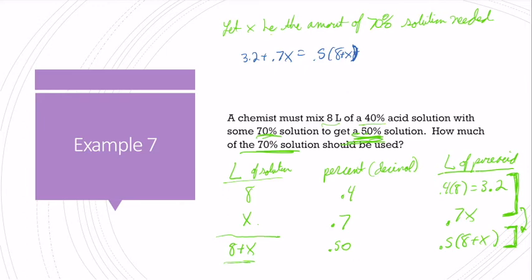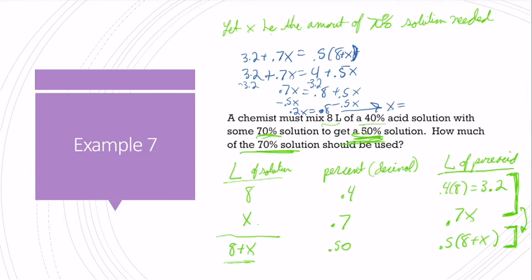So the first thing I need to do is distribute on the right-hand side. 0.5 times 8 is 4 plus 0.5x. I'm going to go ahead and subtract 3.2 from both sides. That gives me 0.7x equals 0.8 plus 0.5x. I'm going to subtract 0.5x from both sides. That gives me 0.2x equals 0.8. If I divide 0.8 by 0.2, I will find that x equals 4. So I'm going to have to use 4 liters of the 70% solution in order to make a 50% solution.